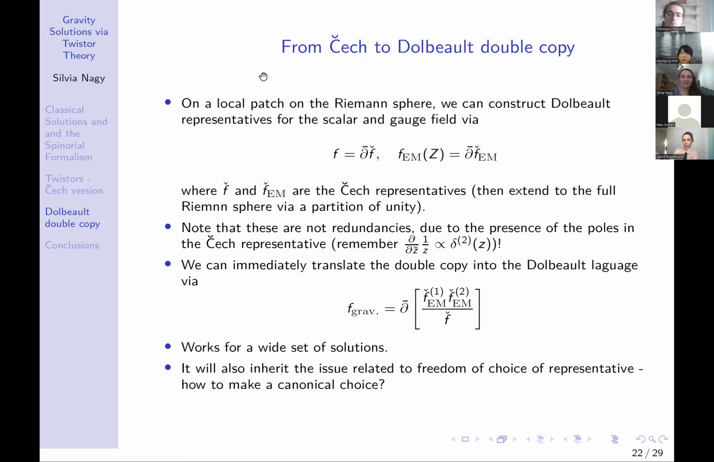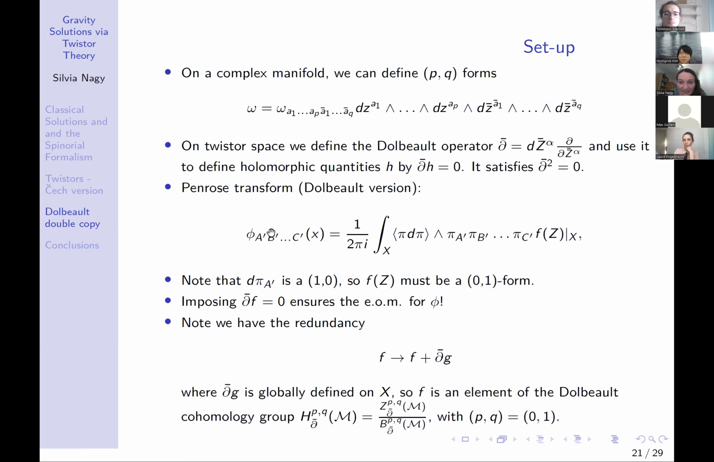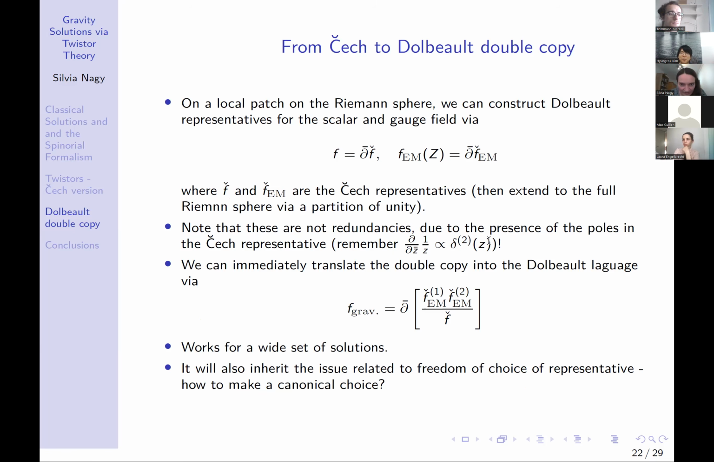And here I just did it locally on a patch, but then one can extend by patching together. You can do a partition of unity and glue the patches together, and one can do it for the full Riemann sphere. And then it's maybe just a few lines to prove that these representatives are again good representatives, but now working with this Dolbeault version of the Penrose transform.